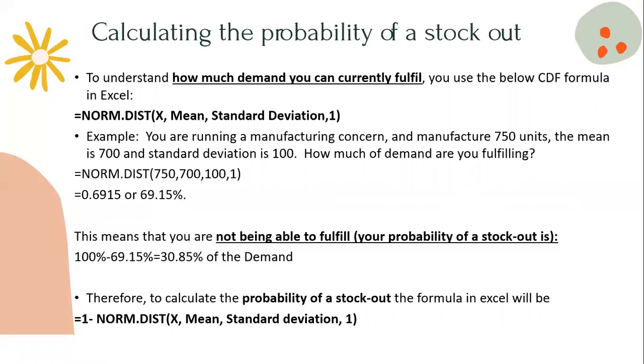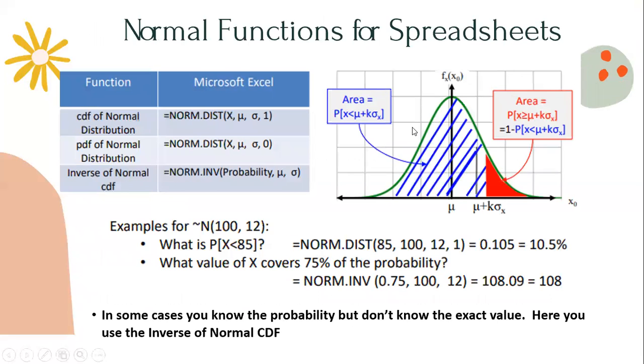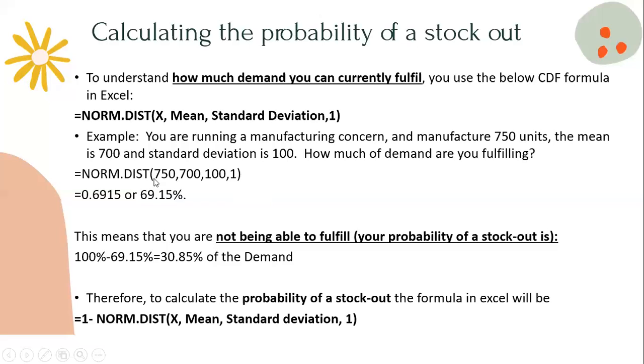But you want to calculate not the blue value. When you're trying to calculate the probability of a stock out, you are going to be calculating this red value. In order to figure out the red value, you have to take 1 minus the probability of fulfilling the demand, which is 100 minus 69.15%, which is equal to 30.85% of the demand.